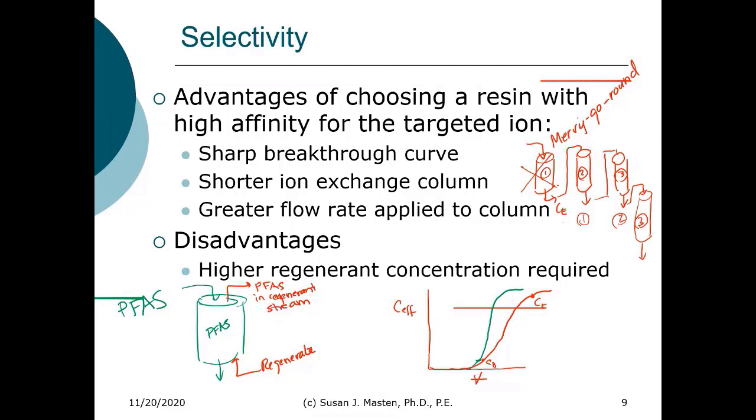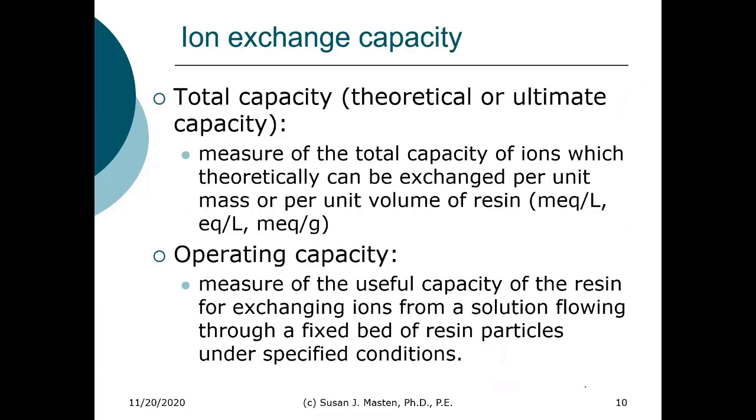So any questions about the operation of this? When we talk about ion exchange resins, we talk about capacity of those resins, and we talk about total capacity and operating capacity. Total capacity is a theoretical value. If we know how many exchange sites we have on the resin, we can then determine the total theoretical capacity that can be exchanged.